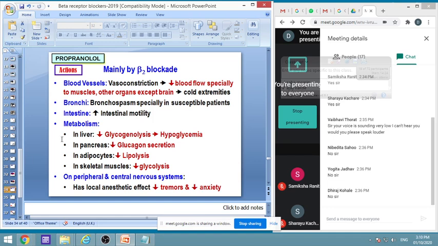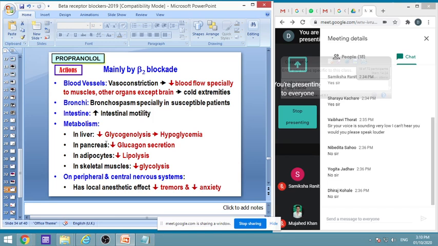So what are the actions? It causes vasoconstriction, so it decreases the blood flow, particularly to muscles and other organs except the brain. Therefore it causes cold extremities. In the bronchi, it causes bronchospasm, particularly in susceptible patients or those already having bronchial asthma. It causes an increase in intestinal motility.